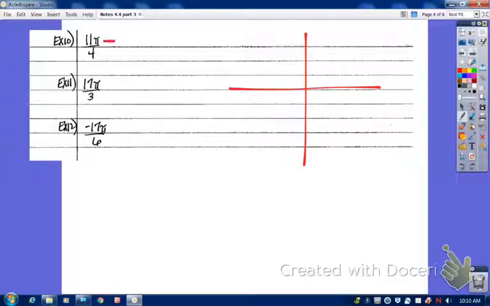No, you don't know what you're talking about. 11 pi over 4 would be 2 and 3/4 pi. So where's that located? In the second quadrant. It would be located right here. All right. What's the reference angle for that angle?